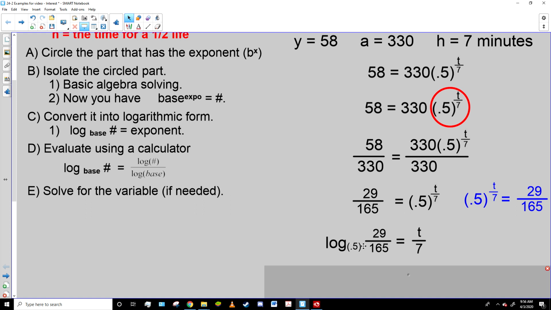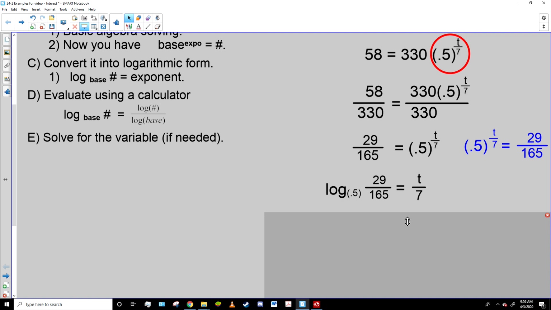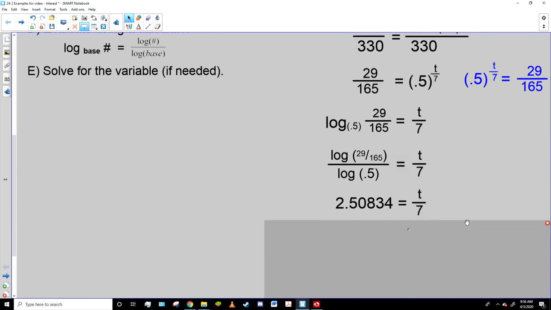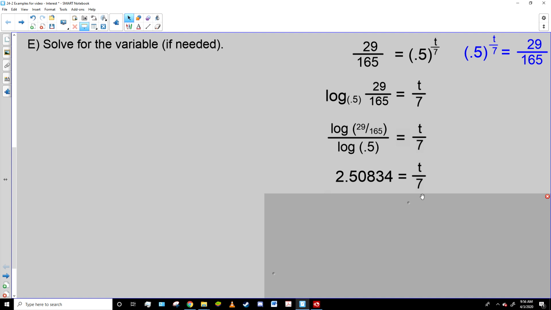Now that we've done this log part, the next step is to get a base that we can work with. So for log base number, the change of base formula is log of the number over log of the base. So this is going to be log of the number, which is 29 over 165, over the log of the base, which is 0.5. I put that in my calculator and I get an answer. And the answer is 2.50834.